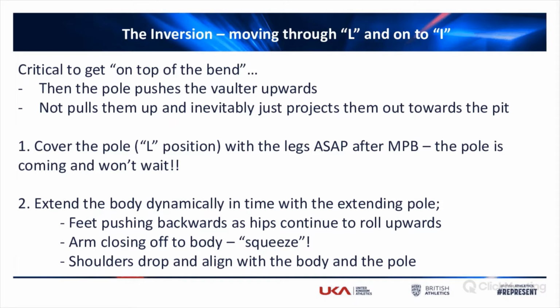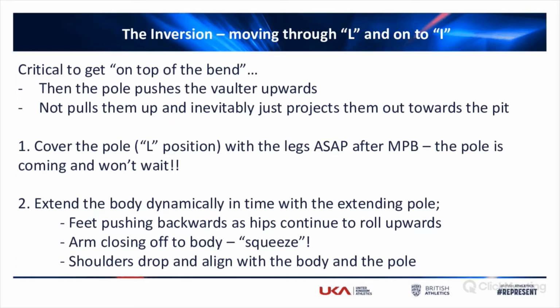So firstly, they've got to cover the pole in the L position with the legs as soon as they can after maximum pole bend. The pole's going to be coming. It's not going to wait. And then once they're in the L position, they have to extend the body really dynamically in line with the extending pole. And remember, the stiffer the pole, the more aggressively the pole is coming back, the faster the athlete's going to have to be to get in time with it.